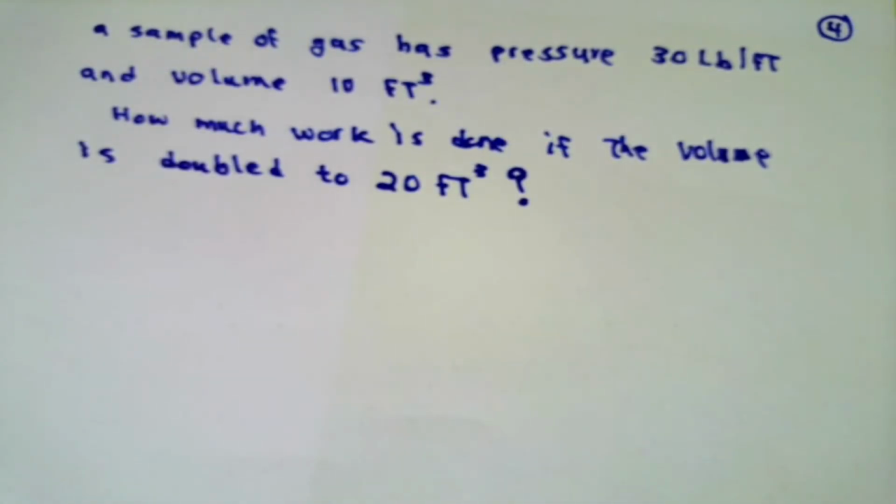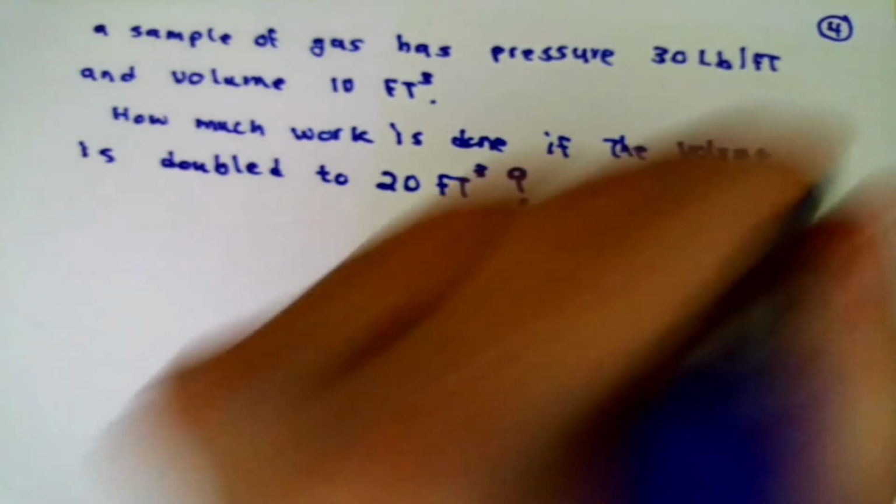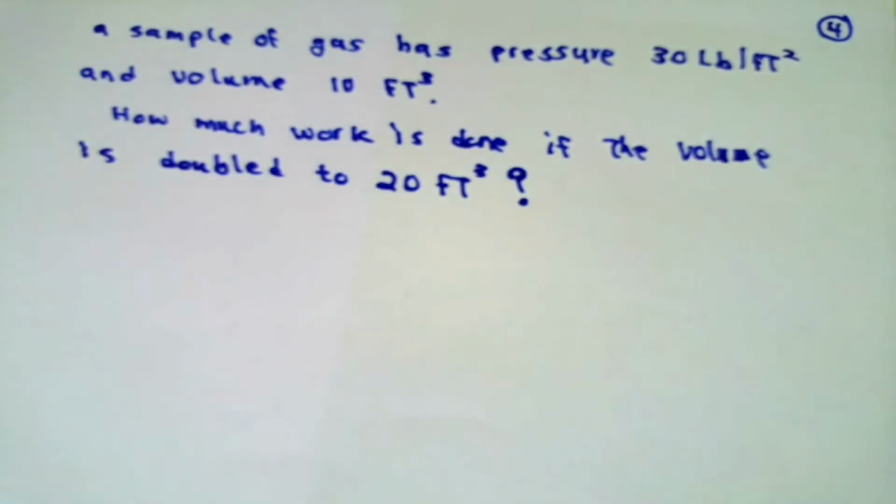You've got a sample of gas. It has a pressure of 30 pounds per square foot and a volume of 10 cubic feet. How much work is done if the volume is doubled to become 20 cubic feet? The first sentence is similar to the first sentences found in the Hooke's law and the Newton's law problem. The point of that first sentence is it's going to let me figure out what the K is.